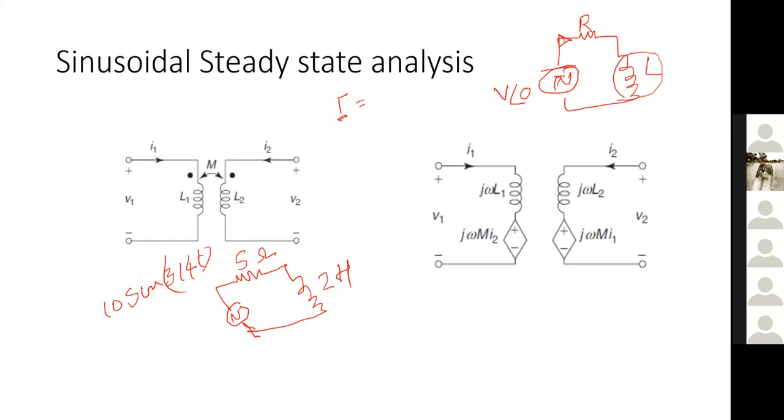Okay, sir. Sahad. Yes, how will I find current in this circuit? Voltage is 10 sin 314t. Sir, 5 ohms is given.